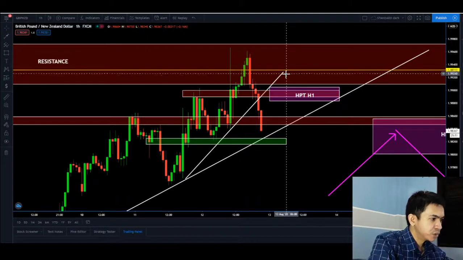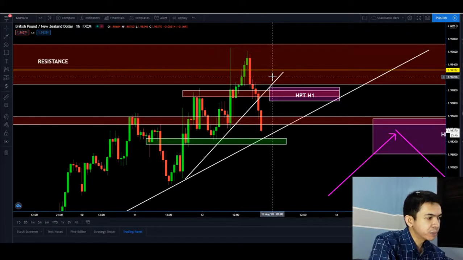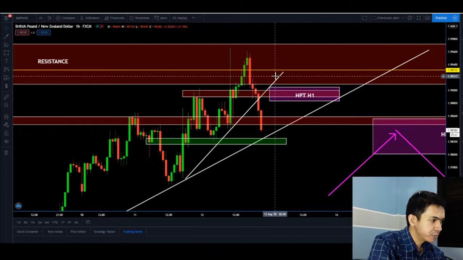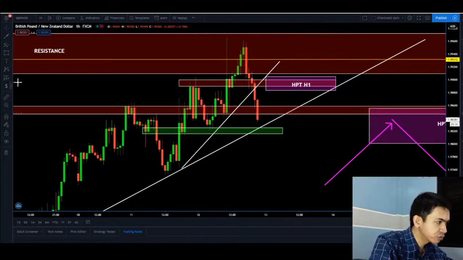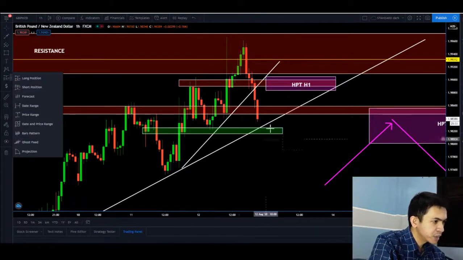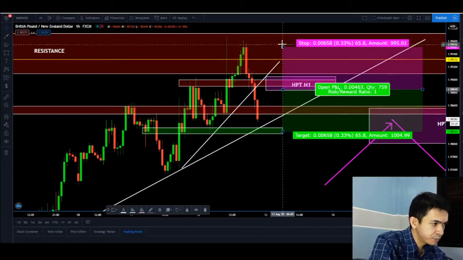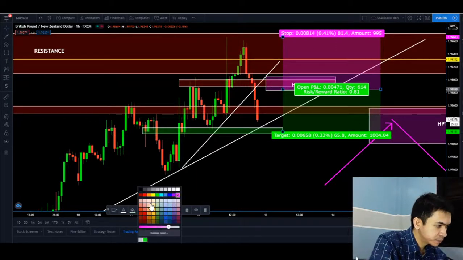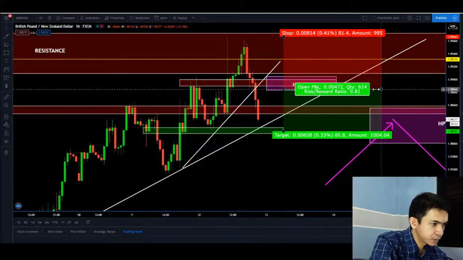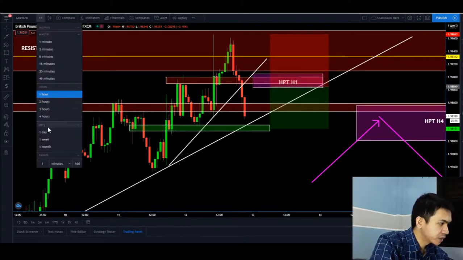So again, we also know that we are on a higher time frame daily resistance level. That provides us a stronger confirmation that we can sell this market going where? If I want to short this, for example, I would want the market to return to my H1 HPT zone. That would be my entry. I would want the market to react here. So where is my target?